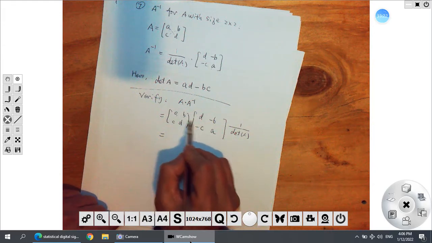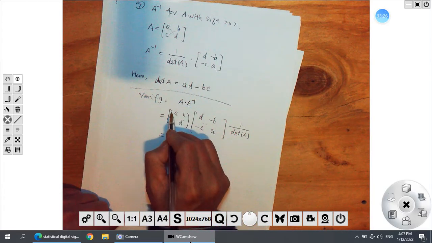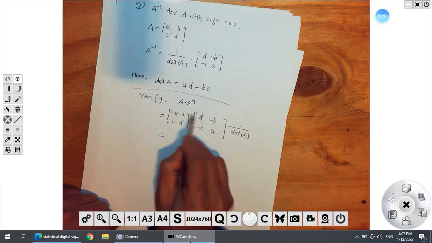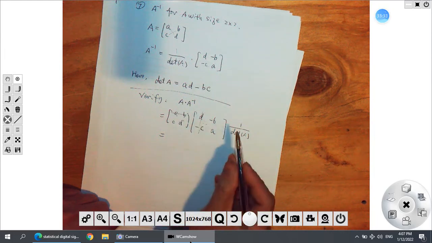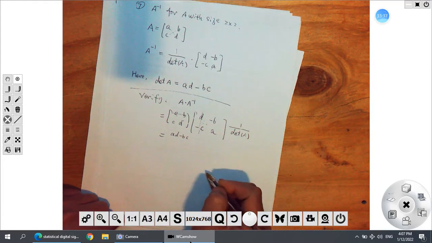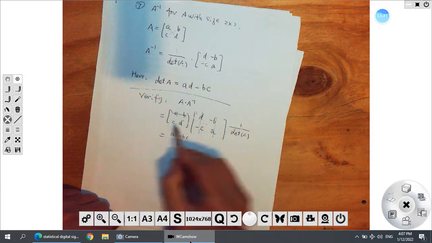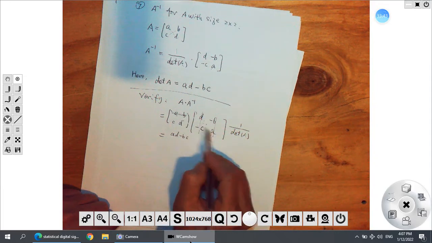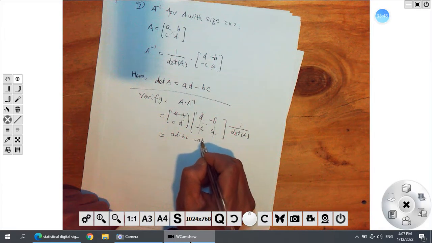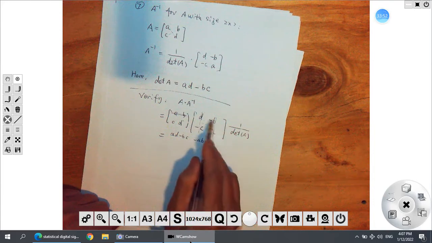This is the multiplication of two matrices. How to do it? We check the row and the column, right? A, B and D, C. Multiply them element by element, then do the summation. So this is AD minus BC. Then the first row and the second column. I have A times negative B plus B times A. Okay, this is the second element.